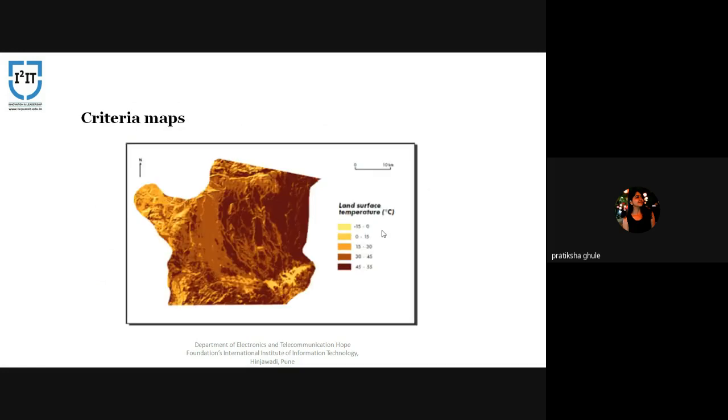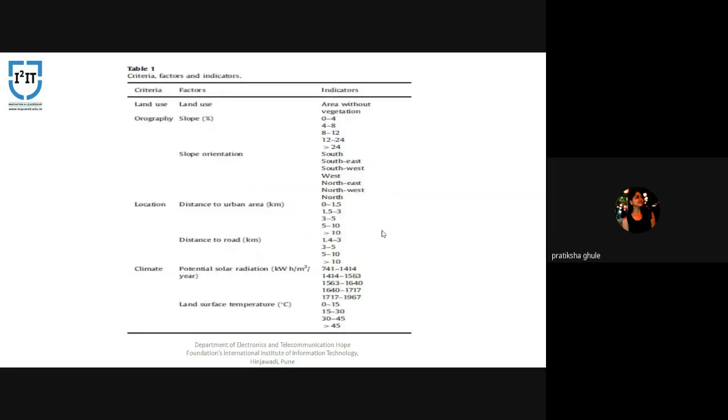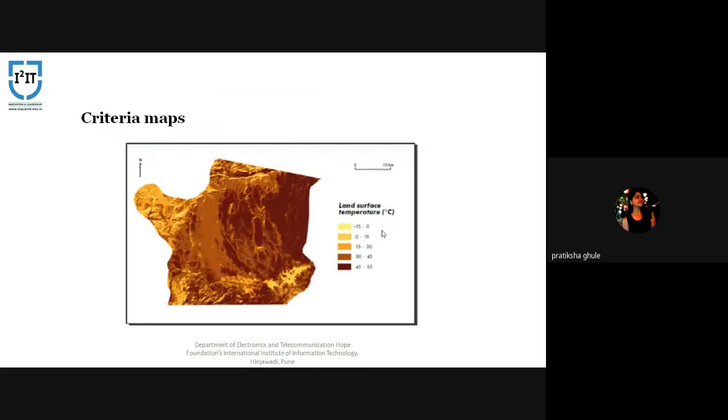So here are the criteria maps that I just discussed in this table. The indicators are actually from the maps, and the authors have done this. Here you can see the land surface temperature. From minus 15 to 0, there is light yellow, then a bit darker, like turmeric yellow. In that way you can see different colors representing different temperature ranges.